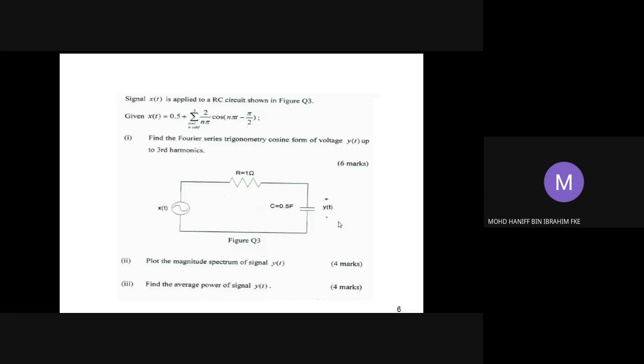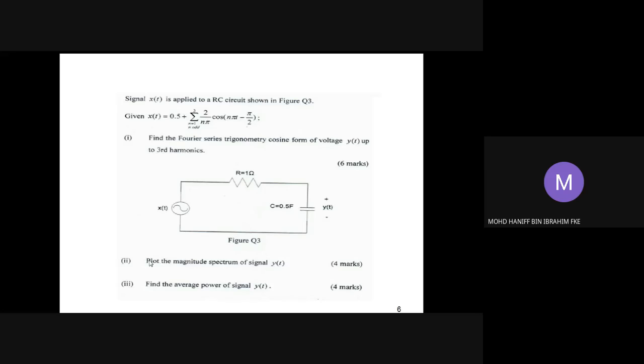So what is y(t)? y(t) is the voltage across the capacitor C. This is the response that we need to calculate. After that, the rest will follow: number 2, simply plot the spectrum for y(t), and number 3, find the average power of y(t).